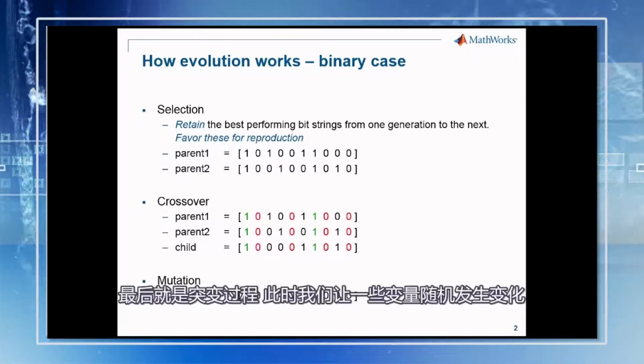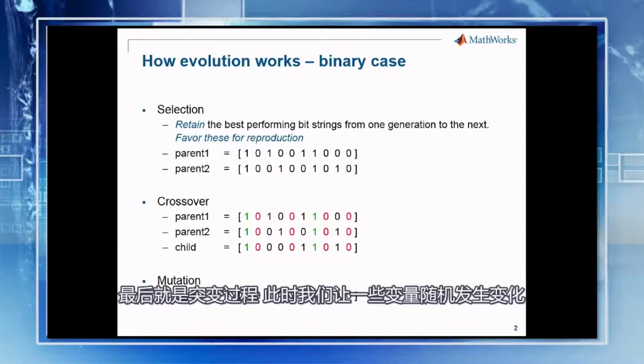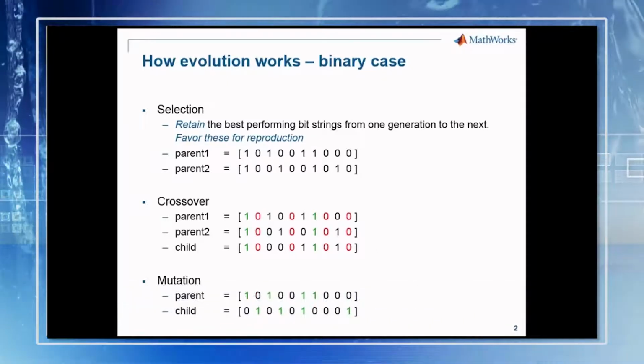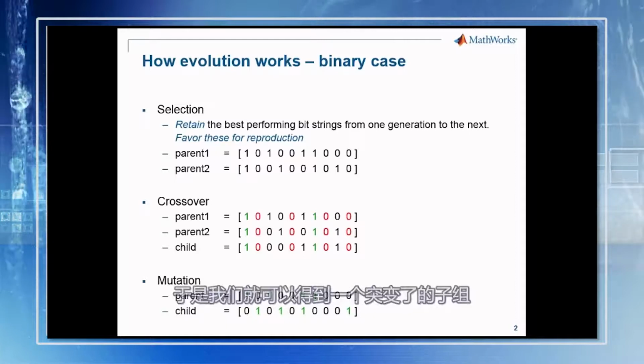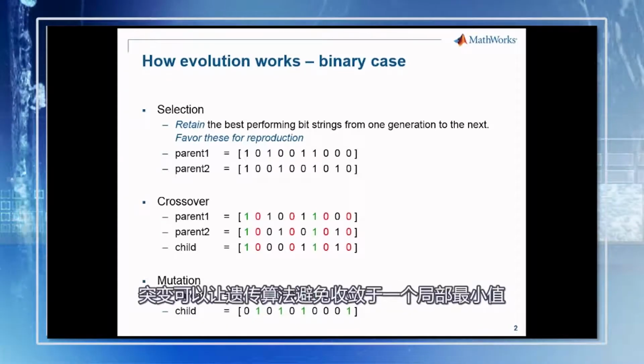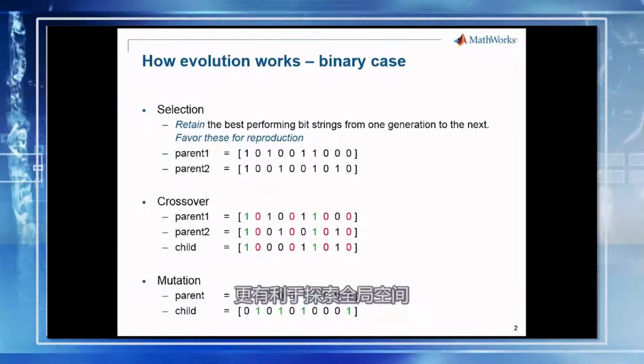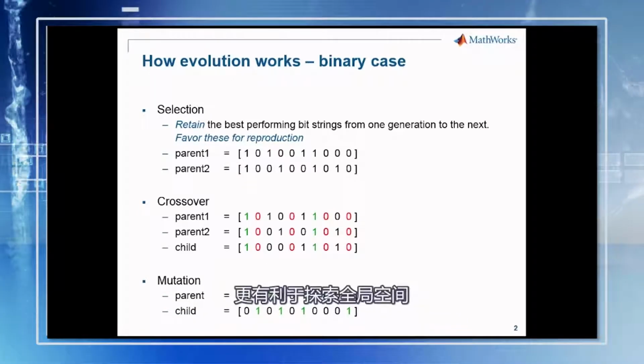The last thing that happens is what's known as mutation, where we take a parent and mutate certain variables to take on random values, and we create a child based off of the mutation. Mutation allows genetic algorithms to kind of avoid falling into local minima, and it really helps them explore the solution space well.